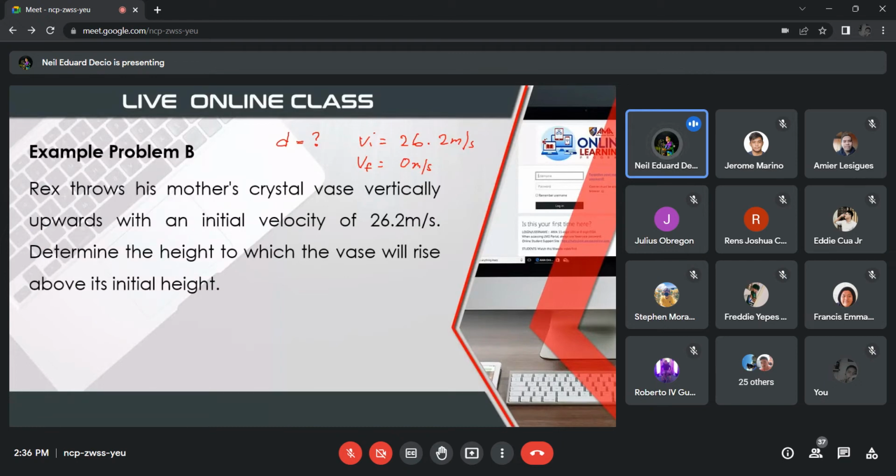But then, we don't know what the time is, right? If we had the time, we could have solved the displacement right away. But then, we don't know what the time is. And all of the other equations have the acceleration.